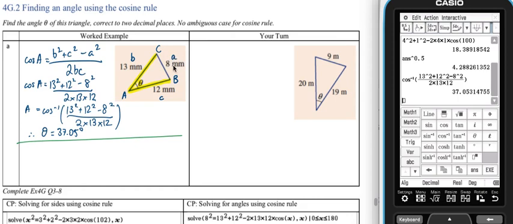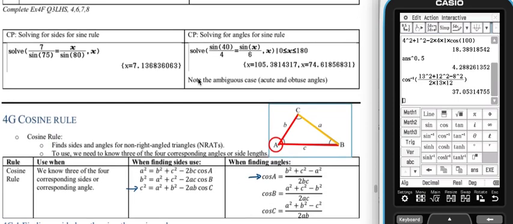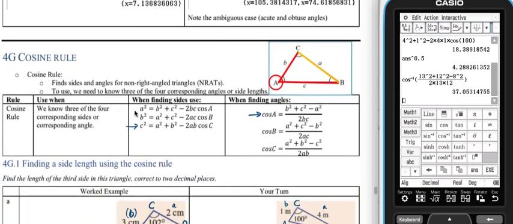I already know A, but I'm going to use my normal cosine rule for this. So I'm not going to use my finding angle formula for this. I'm trying to find A. If I go up here, I know that this formula is what you use to find A, where A is the subject in this case. So I'm going to use this formula.